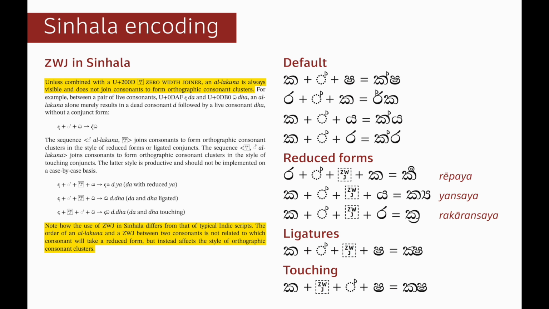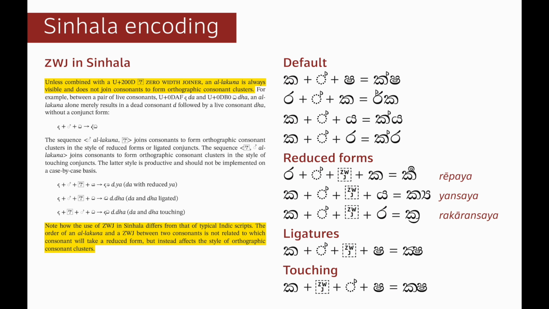Zero-width joiner after the Virama sign produces either a reduced form for conjunct initial R, Rapaya, secondary Ya, Yansaya, and secondary Ra, Rakaransaya, or traditional ligature forms for some consonant combinations. Zero-width joiner before the Virama produces a special behavior in the Sinhala script: conjunct forms indicated by touching together consonant letters.